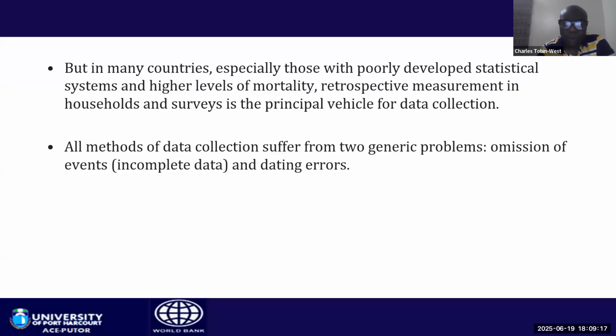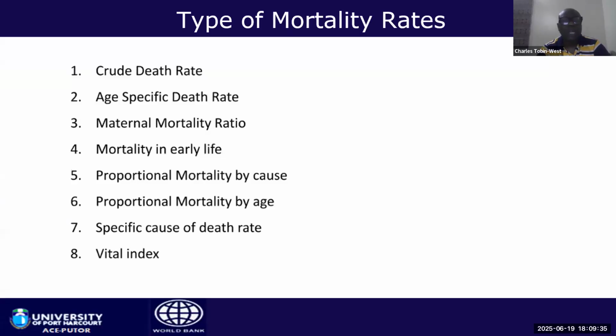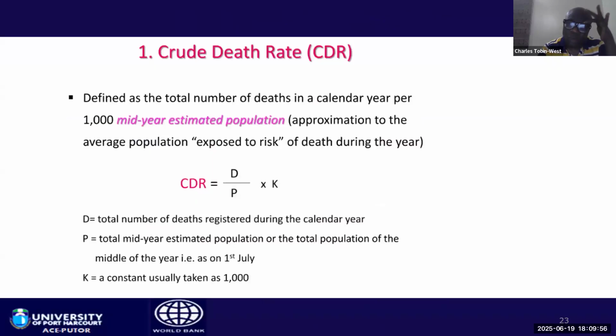All forms of data collection, of course, suffer from some sort of error, either incomplete data or dating error, particularly if it is retrospective. People may not remember very well, they can give you a wrong date. So let us look at the types of mortality rates. There are many. Crude death rate, age-specific death rate, maternal mortality ratio, mortality in early life, proportional mortality by cause, proportional mortality by age, specific cause, and so many. So I have put all here, but I will jump some of them because in practice, you don't need all, but you just have to know it. Let it just be that you have an idea about what it's doing.